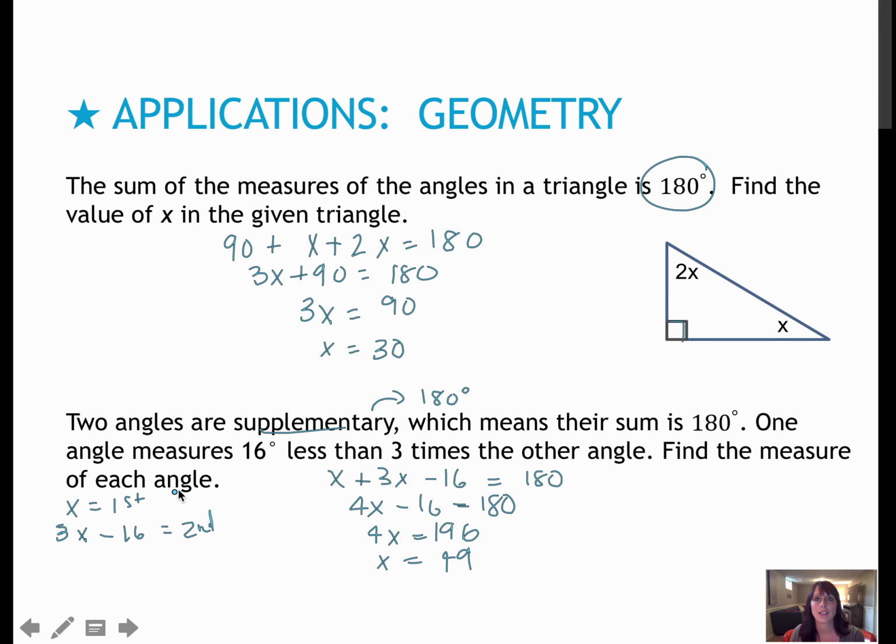Now in this case it says find the measure of each angle. So the first angle is 49, the second angle is 3 times 49 minus 16, which is 131. And again, double check, together those do add up to 180. And then I would write a sentence that says that the measure of the two angles are 49 degrees and 131 degrees.